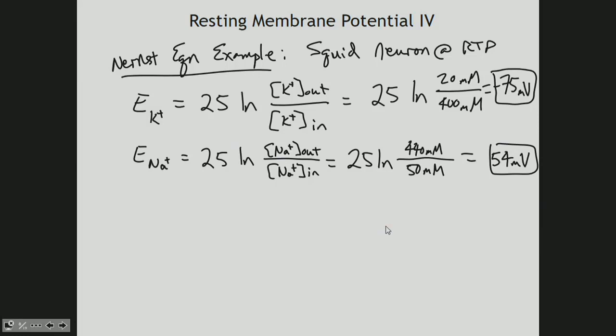If you do the same thing for sodium, 25 times the natural log of sodium on the out over sodium on the in, 25 times the natural log of 440 millimolar over 50 millimolar, right? So what you've noticed about the potassium and the sodium is that the numerator and the denominator are flipped. And so now this gives you a positive 54 millivolt membrane potential, right? So equilibrium potential for potassium and equilibrium potential for sodium.